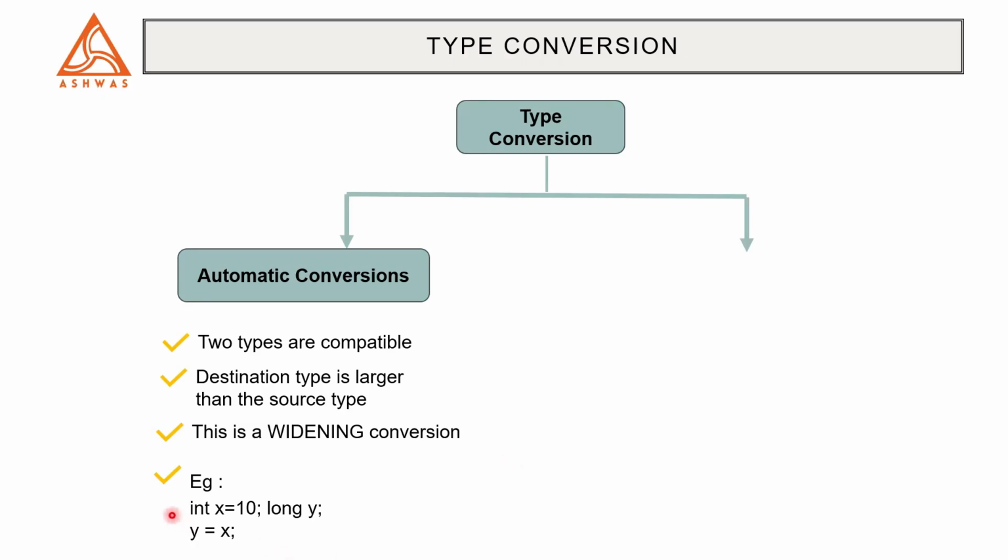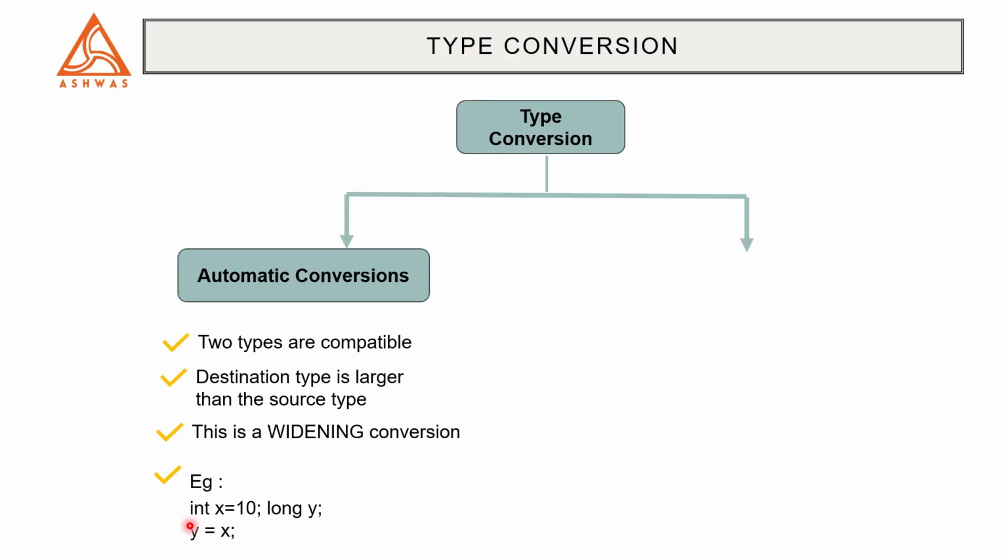Some examples: let's say I have x is equal to 10 and I have a long y variable. I can very easily say y is equal to x. In this case, the int value 10 is easily converted into a wider, larger variable y, which belongs to the data type long. So this is a widening conversion, an automatic conversion happening within the language without any additional effort.